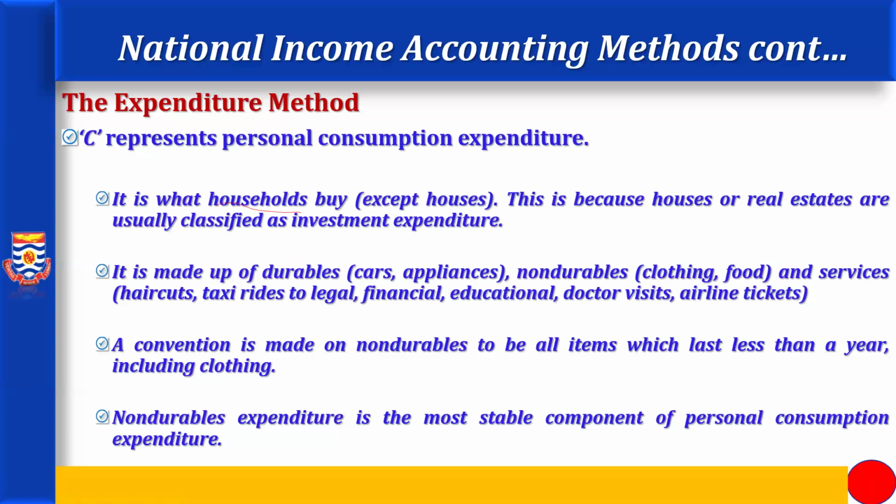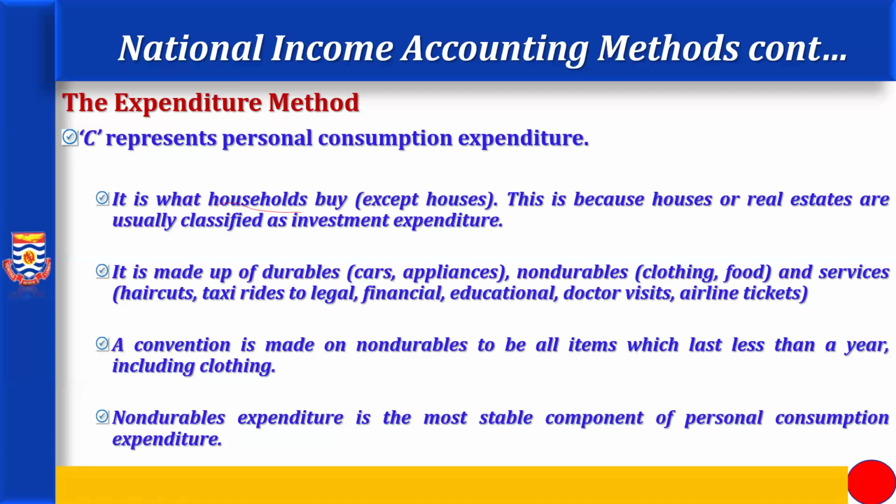All right. So we would want to actually classify houses as investment expenditure made by firms rather than expenditure made by households. So when you talk about consumption expenditure, we don't include houses, because houses better fit under investment expenditure by firms, because people who are into real estate invest in houses. Okay.